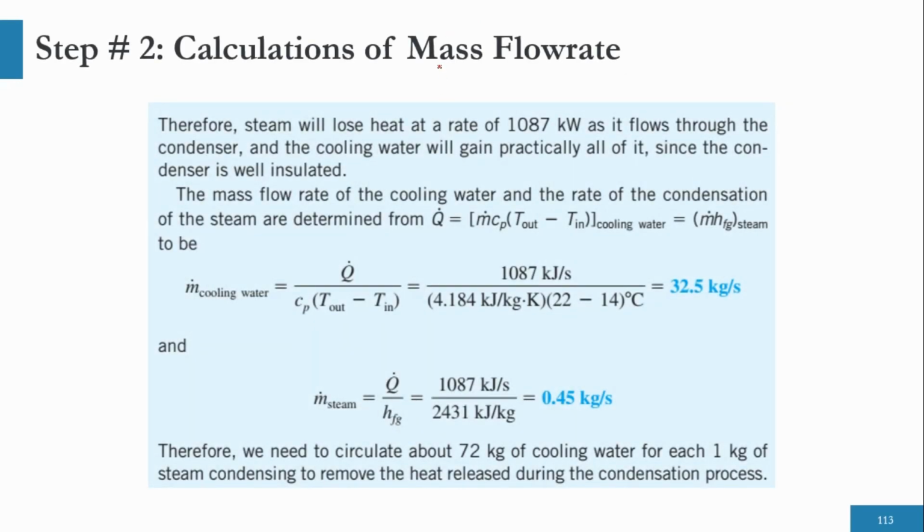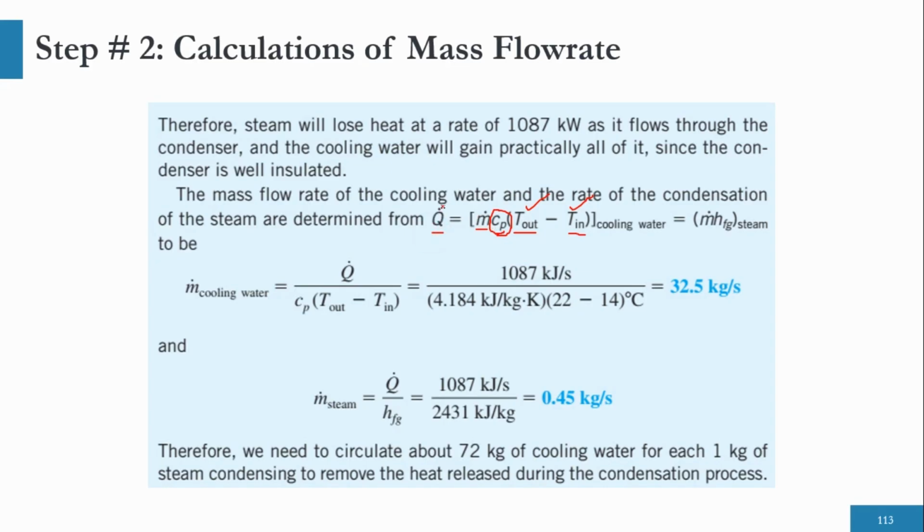Step number 2 is to calculate the mass flow rate of the cooling water, and we know that Q is equal to m Cp dT, where m represents the mass flow rate of cooling water, Cp is the specific heat capacity of the cold stream, T out is the outlet temperature, and T in is the inlet temperature. We know T out, we know T in, we know the value of Cp. There are two unknowns, mass flow rate and Q.